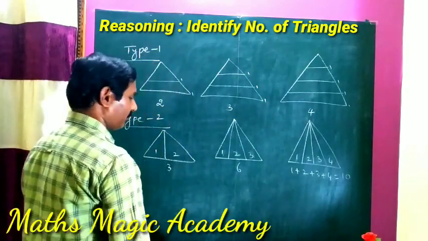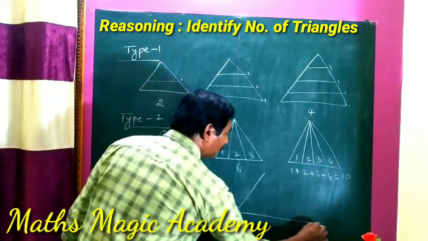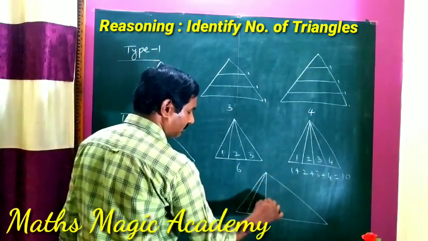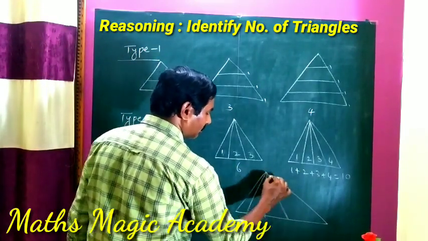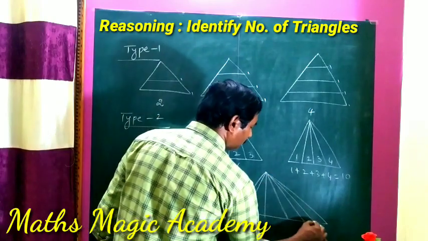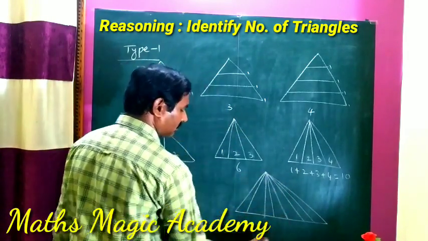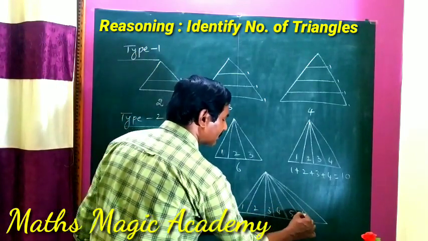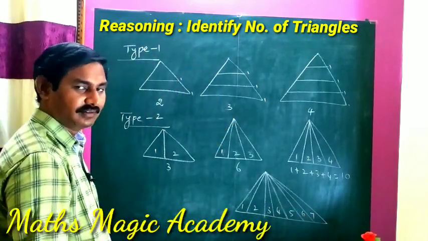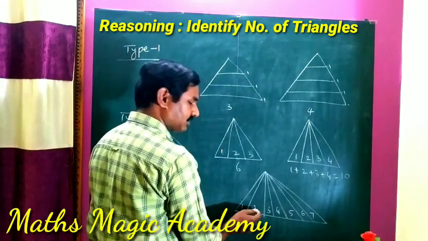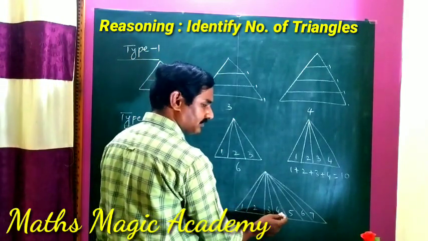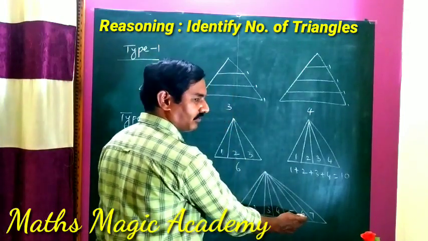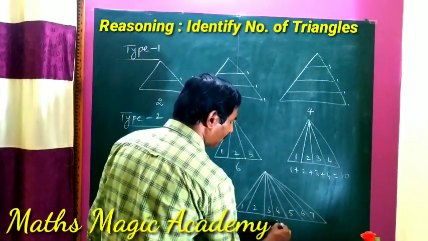Like that, if we take a big figure also, we can find it very easily. So here, how many are there? 1, 2, 3, 4, 5, 6, 7. You can simply add: 1 plus 2, 3, 3 plus 3, 6, 6 plus 4, 10, 10 plus 5, 15, 15 plus 6, 21, 21 plus 7, 28.